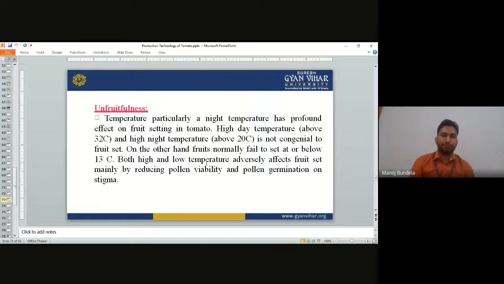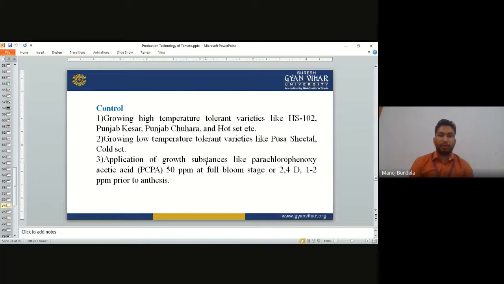Control: growing high temperature tolerant varieties like HS102, Punjab Kesar, Punjab Chhuhara, Hot Set etc. So these varieties are resistant to high temperature. Growing of low temperature tolerant varieties like Pusa Sheetal, Cold Set. These are low temperature tolerant varieties.